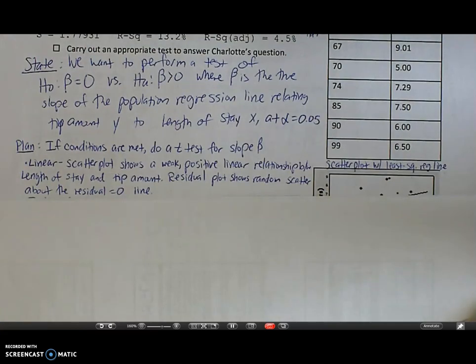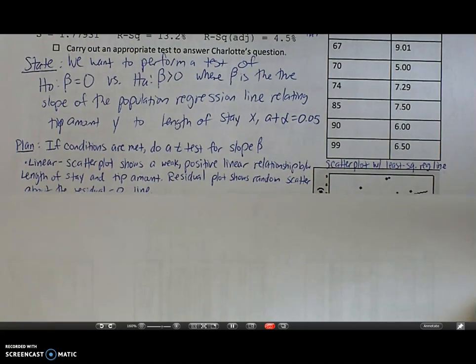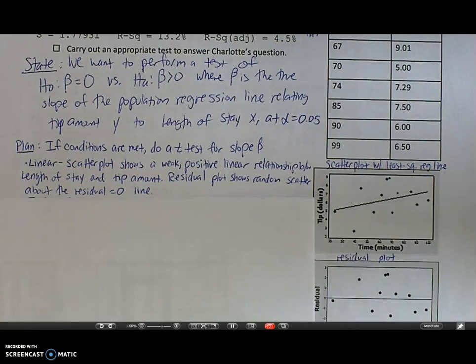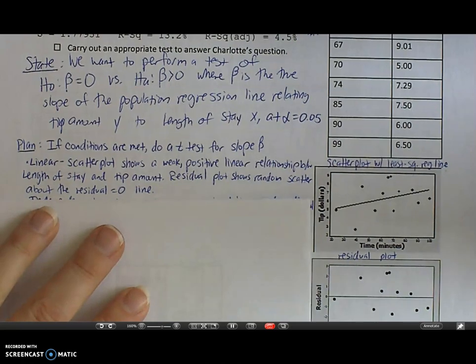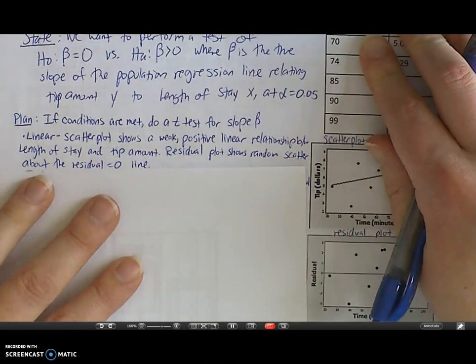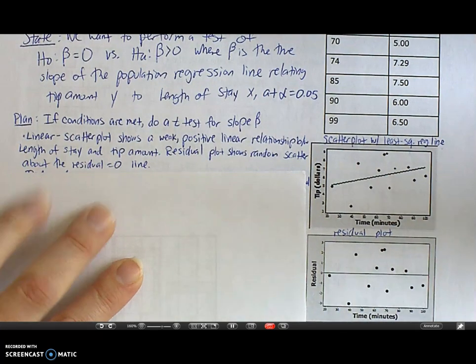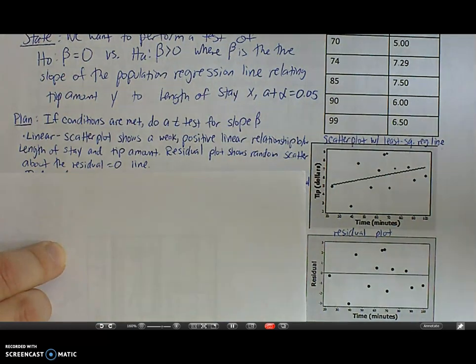For the linear condition, you need to look at your scatter plot and or your residual plot. In this case, our scatter plot does in fact show a weak positive linear relationship between our length of stay and our tip amount. And then the residual plot also shows random scatter about the residual equals 0 line. So what I mean by that, you can see how, scooch this up, there's a random scatter above and below this residual equals 0 line. So you're good to go for your linear condition.